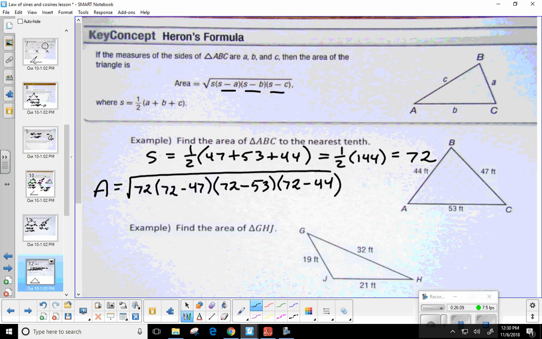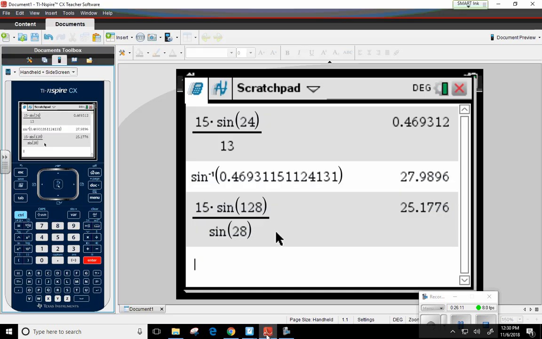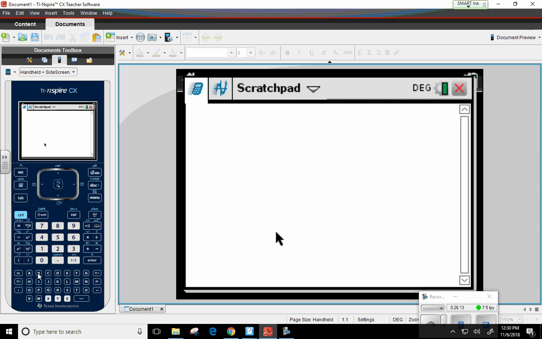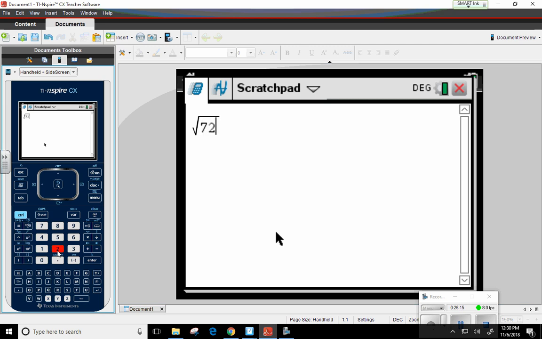So here, just plug it in the calculator. Let me get rid of this real quick. So we started with 72, parentheses. Then we had 72 minus, I know there was a 47. There was a 53, right?